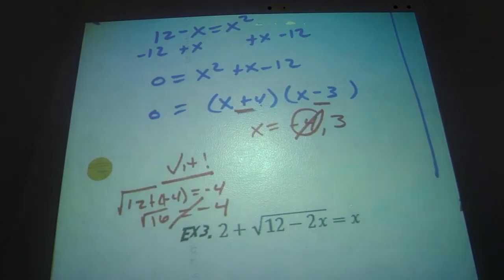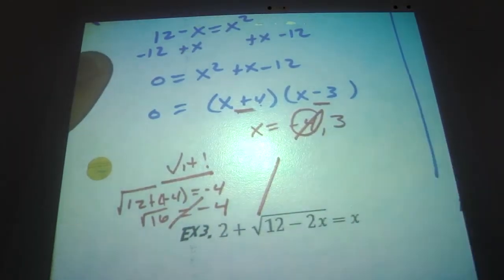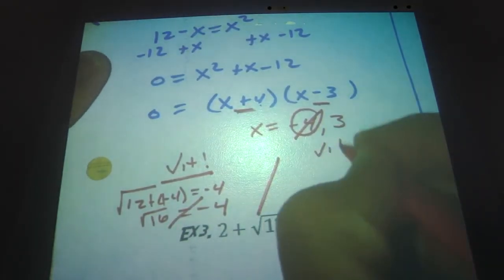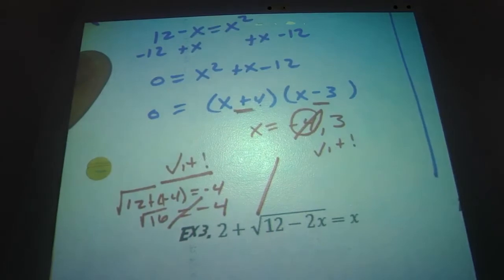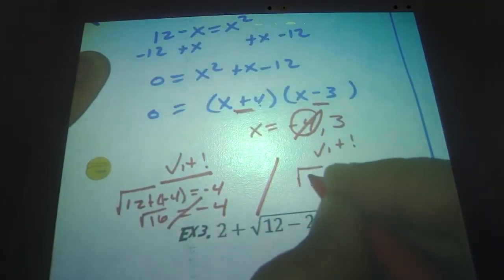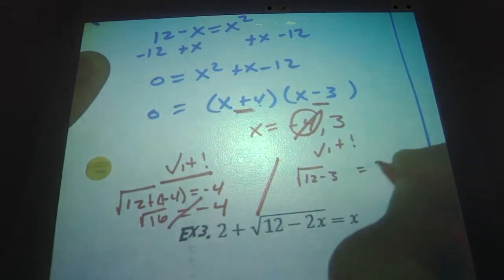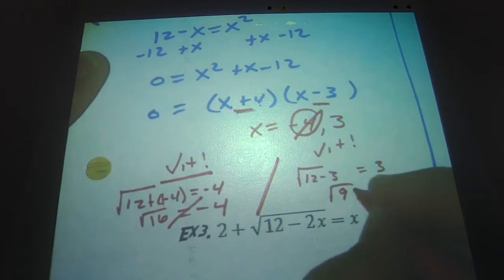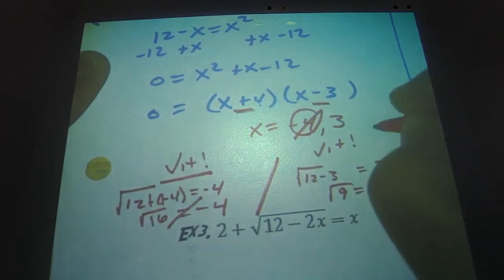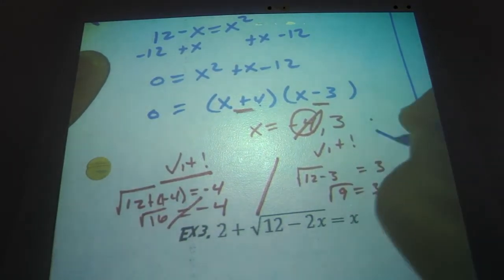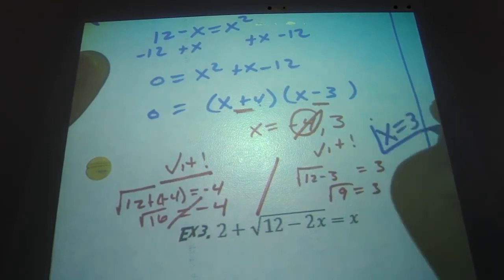So if you just find the answers and then plug them into my math lab, you're not going to get them right every time. There's those extraneous solutions. So that one does not work. Okay, plug in 3. I get the square root of 12 minus 3 equals 3. Well, that's the square root of 9 equals 3. That works out. So the only answer we have is x equals 3.